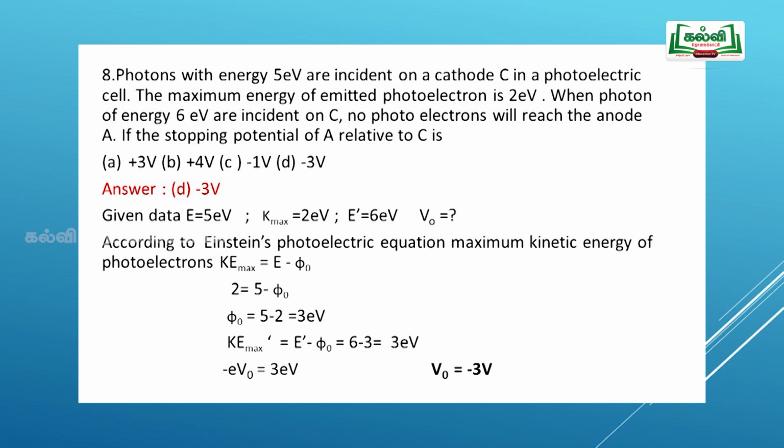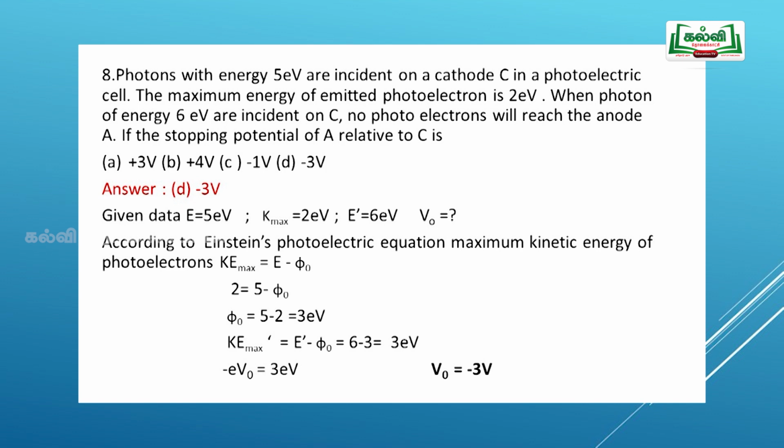So first, you should know what is given in the sum and how to proceed. The given data is the energy of incident radiation is 5 electron volt. The kinetic energy max is 2 eV. The second radiation has energy 6 electron volt. What is its stopping potential is the question. According to Einstein's photoelectric equation, maximum kinetic energy of photoelectron KE max equals energy of incident radiation minus phi naught. So 2 equals 5 minus phi naught, so phi naught is equal to 5 minus 2, which is equal to 3 eV.